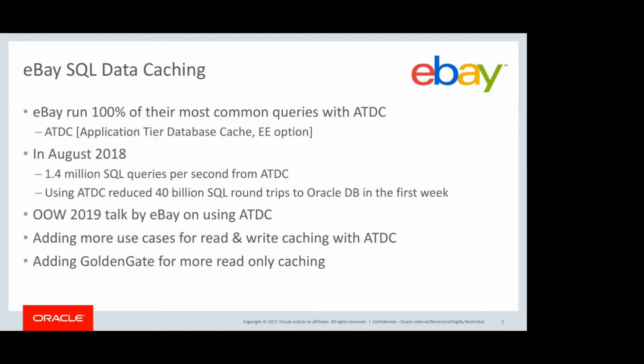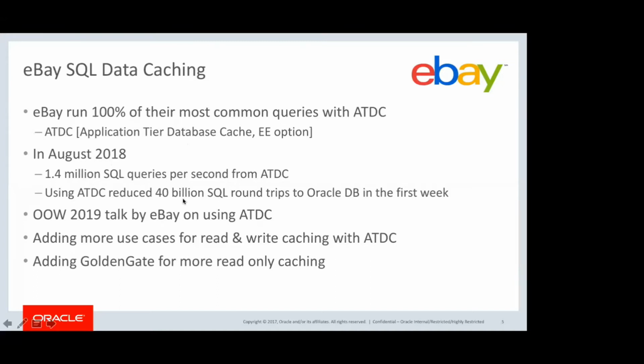So eBay has virtually every database under the sun. They have all sorts of different caching technologies. And we went through a process of replacing some of those caching technologies, which were mainly SQL, NoSQL sharding, to using SQL because we could do it faster. So now 100% of the most common queries use Oracle application tier database cache. So when they first turned it on, they were doing about 1.4 million SQL queries per second. They're doing a lot more.